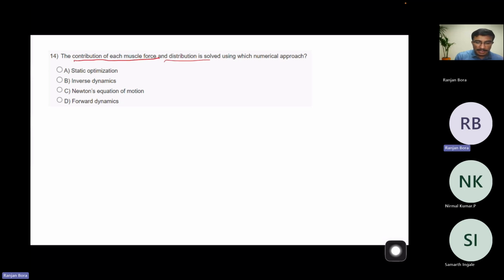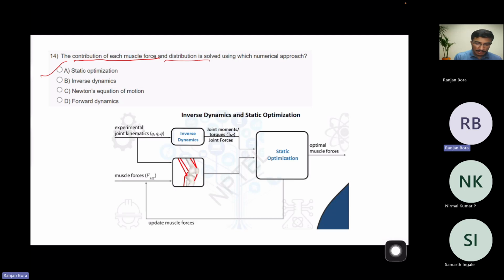Contribution of its muscle force and distribution is solved using static optimization. So just now I did show you this chart. So what does this static optimization do? Static optimization optimizes the sum of the muscle activations by constraining the force produced by each muscle to be less than the maximum isometric force for that muscle. So in the slides there is detail about the static optimization.